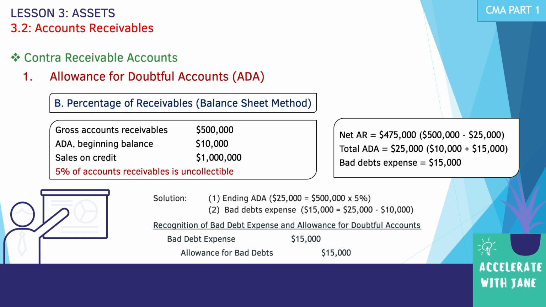Now, when we are asked about the ending balance of ADA, that is already computed under solution 1, 25,000 US dollars. So we simply add here the beginning balance of the ADA or allowance, 10,000 US dollars, plus the bad debt expense during the period, 15,000 US dollars, so that we get 25,000 US dollars. Now, for the bad debt expense, we have computed this in solution number 2. We simply squeeze the amount. Hence, the bad debt expense is 15,000 US dollars.